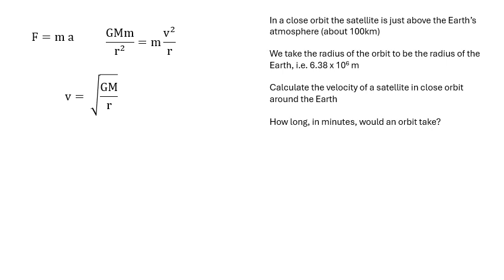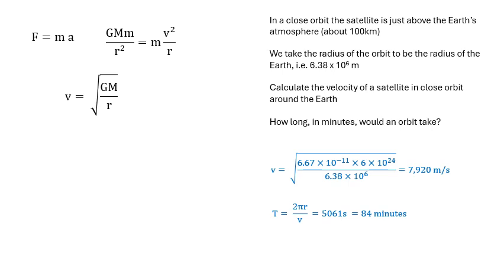Okay, here's a question for you to do for a close orbit. An orbit which is just above the atmosphere. To get above the atmosphere, you only have to go up about 100 kilometers. If you could drive your car upwards, it would only take you about an hour to get into space. Anyway, have a go at that question, and the answer is in 3, 2, 1. There you go. Velocity about 7,920 meters per second. I said about 8 kilometers per second. And then the period, I've just done circumference over velocity, 84 minutes. Around the world in 84 minutes.